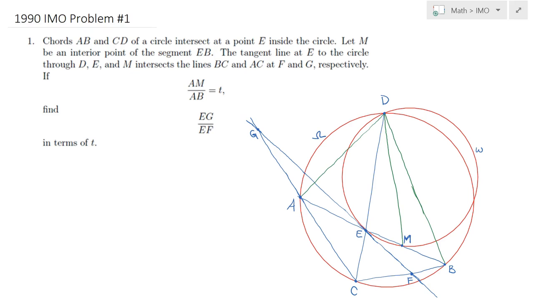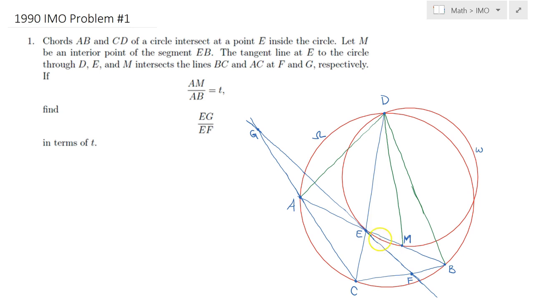Hello everybody, in this lecture we will be solving 1990 IMO problem number 1. Here is a view of this problem. Chords AB and CD of a circle intersect at a point E, as you can see on my drawing here, and point E is inside the circle. M is an interior point of segment EB.